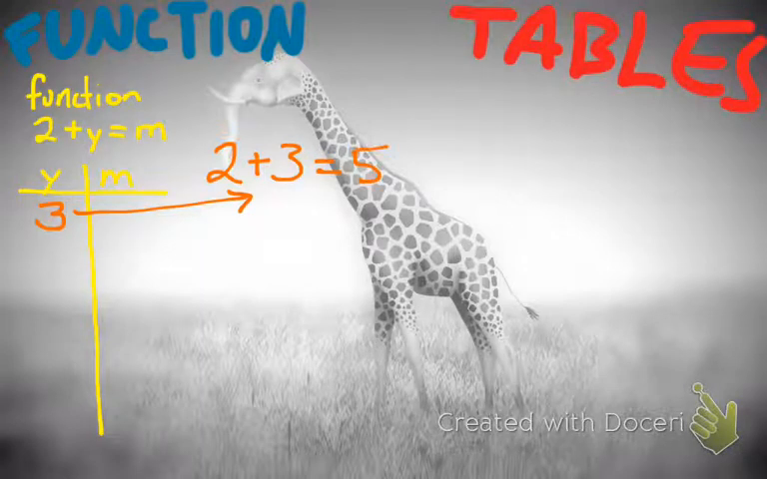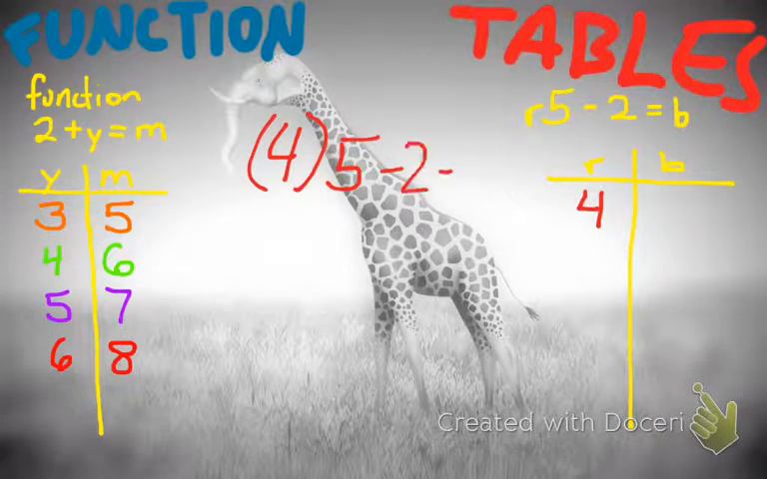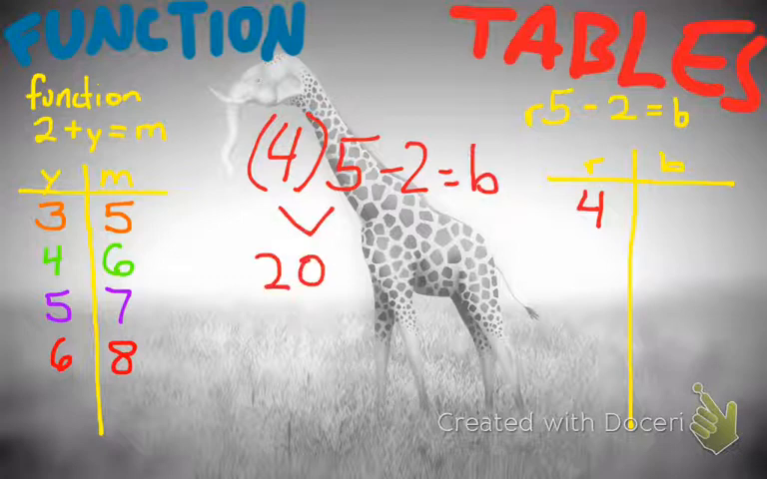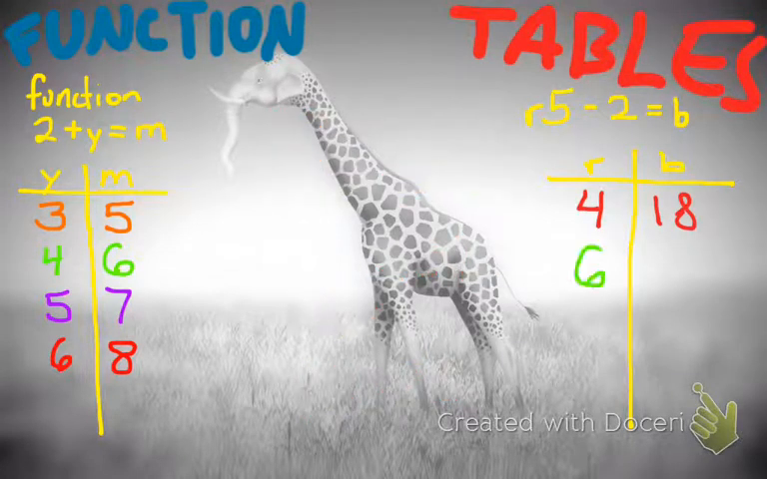That's pretty easy. With a little bit more complicated problem, you can still do the same thing. Set up your function: r times 5 minus 2 equals b. We have two variables, r and b, and we want to figure out what b is. Let's plug a 4 into r. According to order of operations, 4 times 5 is 20, minus 2, and then we do our subtraction, and b equals 18.